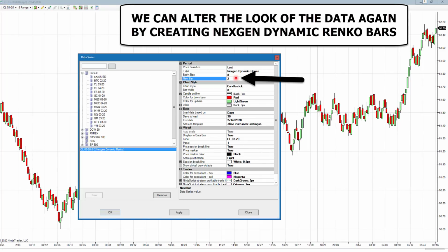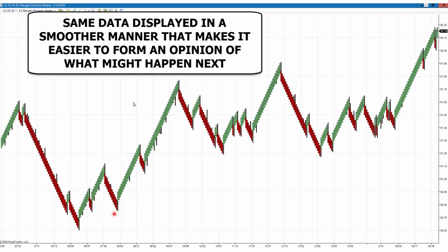Now what we've done at Nexgen is we've put together a Nexgen dynamic Renko Bar. And again, this dynamic Renko Bar seeks to smooth out the price data even further. It will display the bar structure that we're going to use on a daily basis, and you're going to see a lot of it. The reason we do this is because the smoother the data, the easier it is to form an opinion of what might happen next.